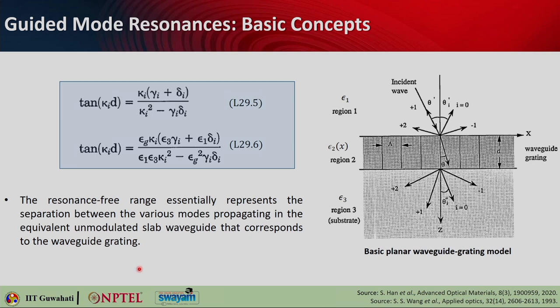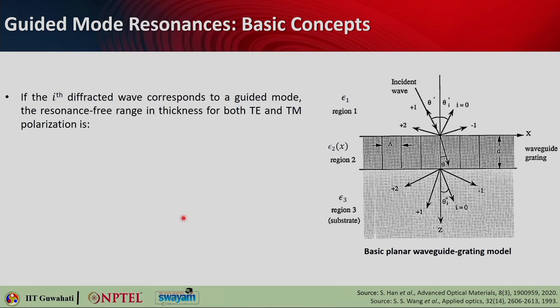Okay, so the resonance free region especially represents the separation between the two modes. Makes sense? So every resonant mode is there, and there is also a region between those where different modes can propagate in an equivalent unmodulated slab waveguide that corresponds to the waveguide grating. So whenever there is a grating, there are some specific modes. So in between, there will be some resonance free region. So we will also look into those, how to identify those particular regions.